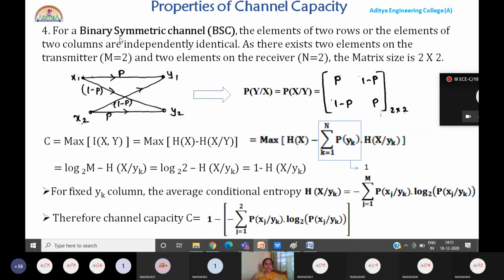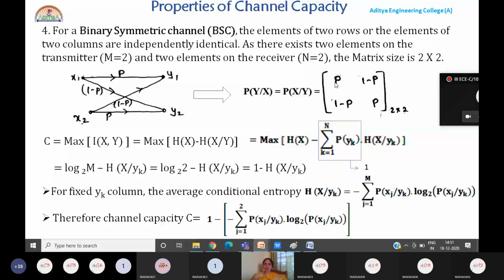Okay, why is this channel called a binary symmetric channel? Binary represents two elements on the transmitter and two elements on the receiver side. And a symmetric channel represents that the corresponding elements of the two rows, or the corresponding elements of the two columns, are independently identical. Please observe the first row. So we are representing the conditional probability matrices.